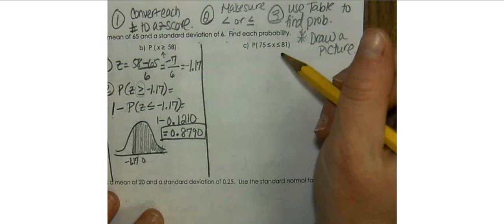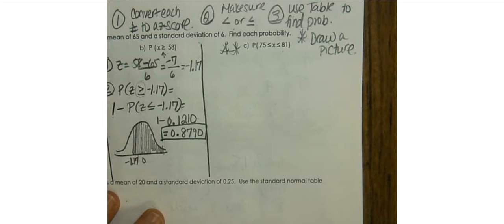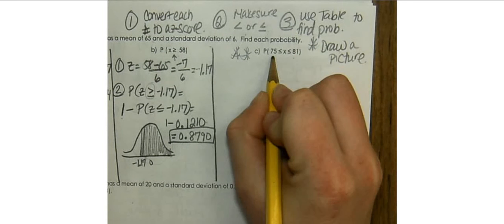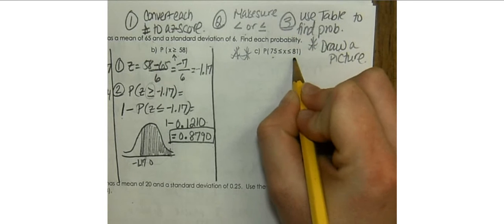Let's go ahead and look at letter C. This is one that I'm going to star. I want you to please make sure you pay attention to what I say, especially for example numbers or letter C, because this one will definitely be on your test, and it can get kind of tricky, so just pay attention. We're going to do the exact same steps as before. I'm going to convert 75 and 81 to z-scores. So that is step number 1.